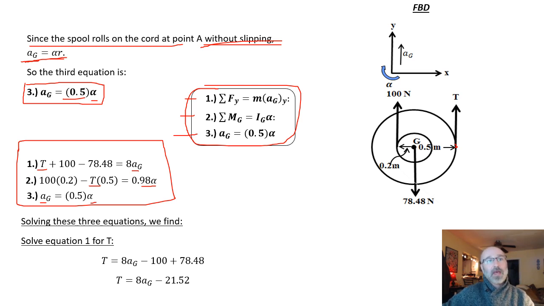So if I choose to solve these by hand, I'll go through the procedure for analysis here. If I want to solve equation 1 for tension, I can rearrange it and solve it for tension. I'll move my T over to one side. So T is equal to 8 a sub g minus 100 plus 78.48. I can combine these two together, and I end up with T is equal to 8 times a sub g minus 21.57.